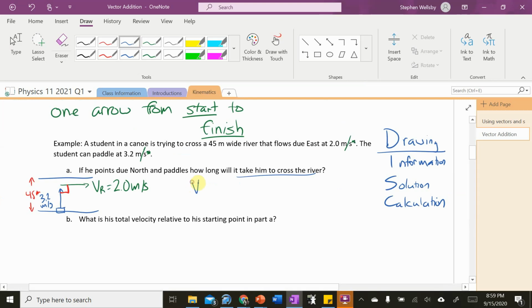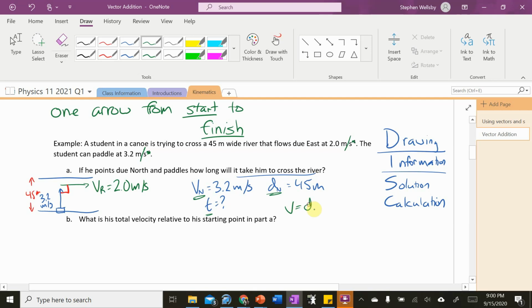You are traveling to the north, so your velocity to the north is going to be 3.2 meters per second. The distance that you're traveling to the north is going to be 45 meters, and you're trying to find out the time. So here I have written down all the information: velocity, distance, and time. Now I'm going to use the solution. The solution is that I need to find a formula that relates these three things together.